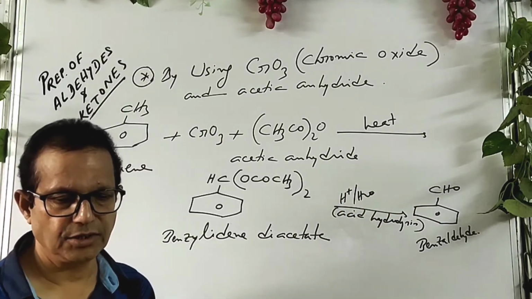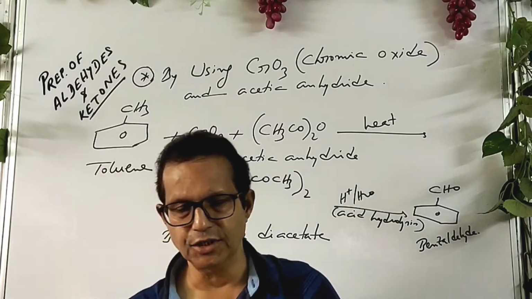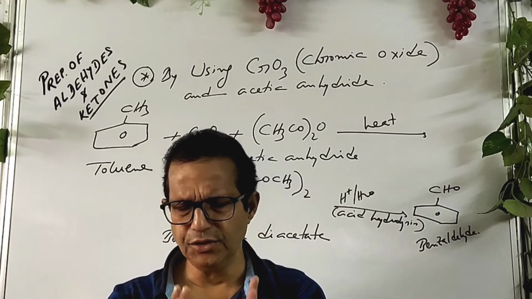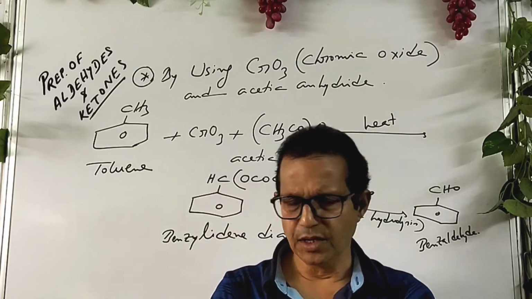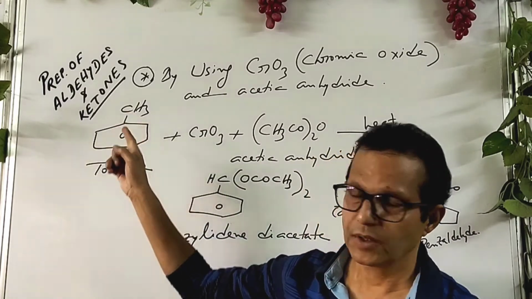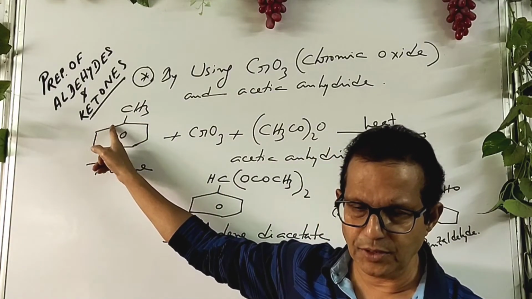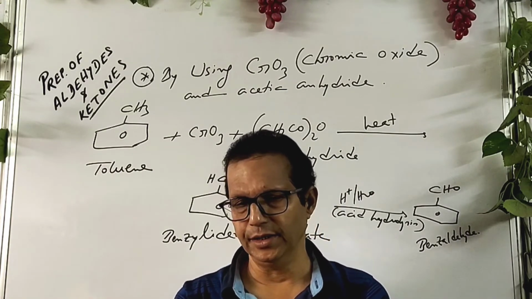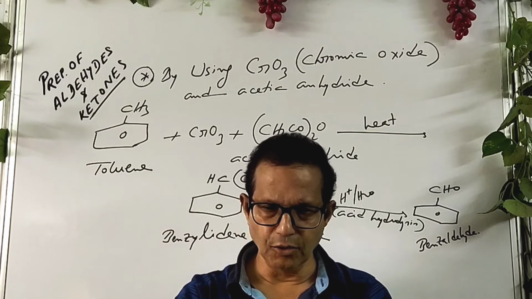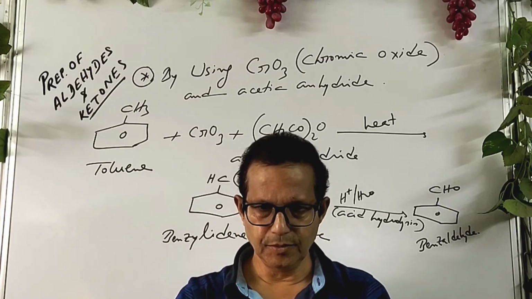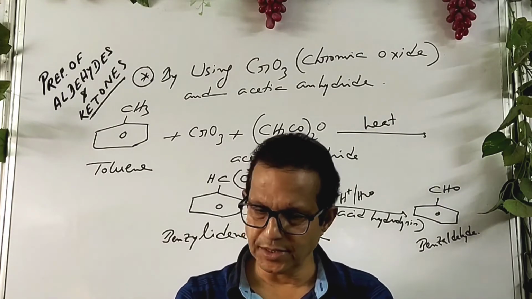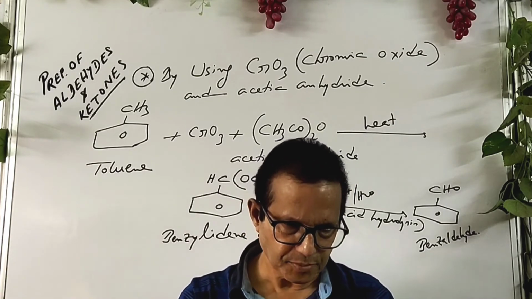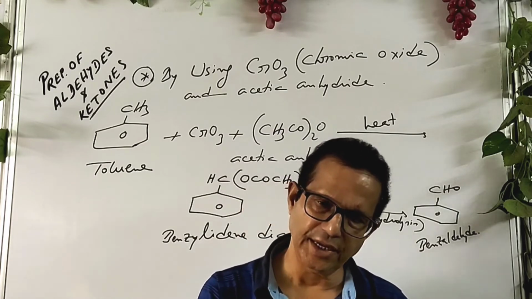Now the next reaction is side chain chlorination followed by hydrolysis. You see toluene with carbon, 3 hydrogen atoms are there. If we take toluene here and add chlorine atom, no reaction takes place. But whenever a mixture of toluene and chlorine is exposed to sunlight, reaction takes place.